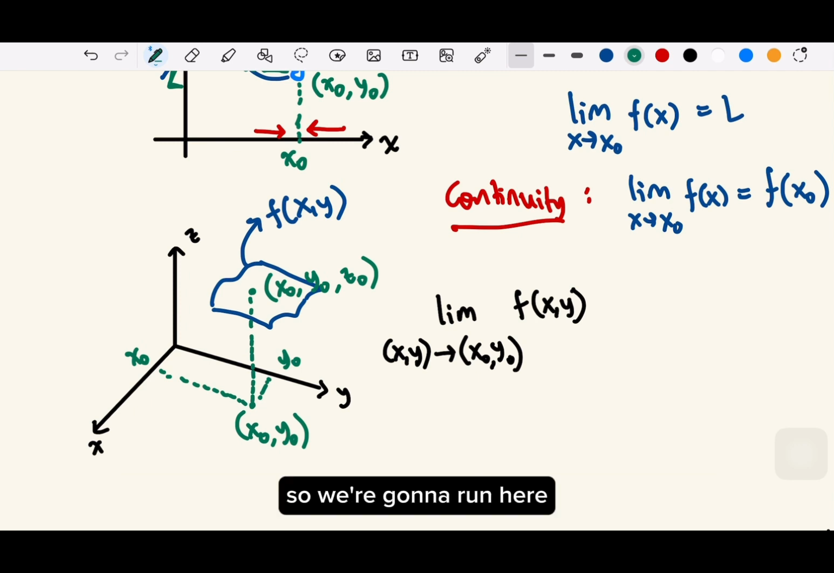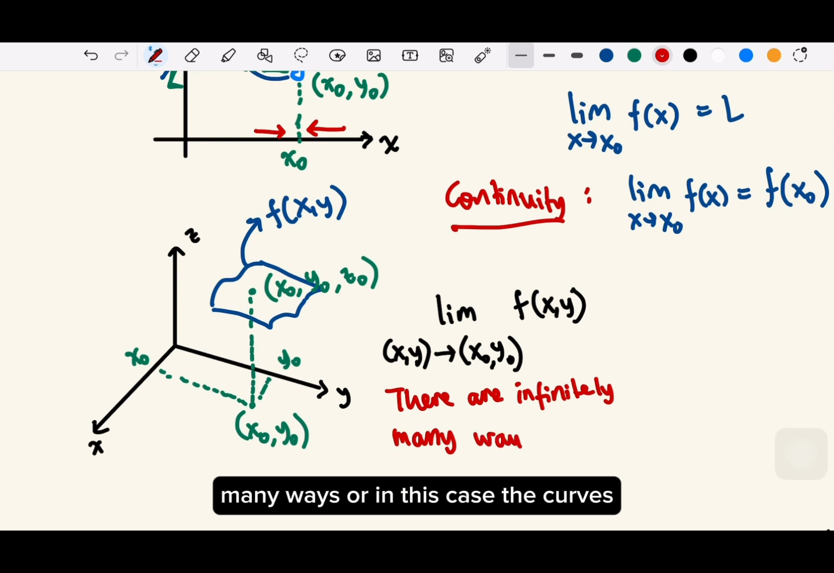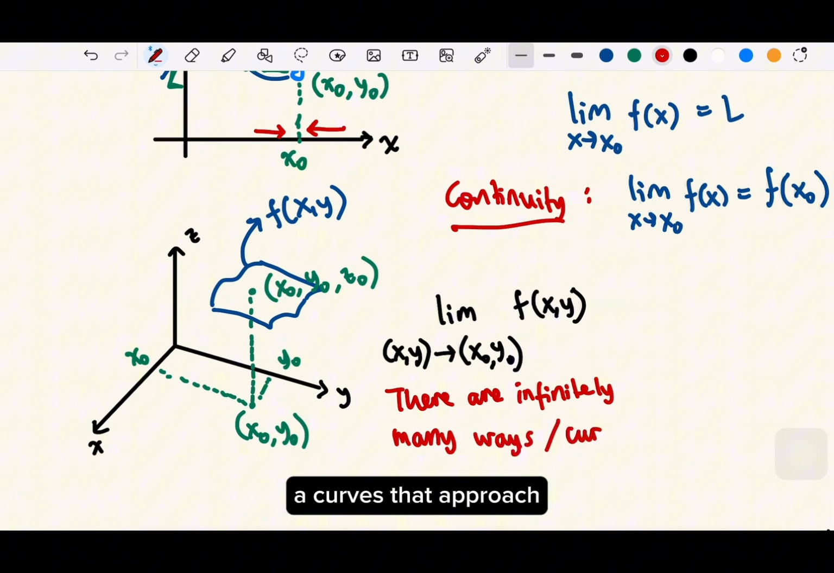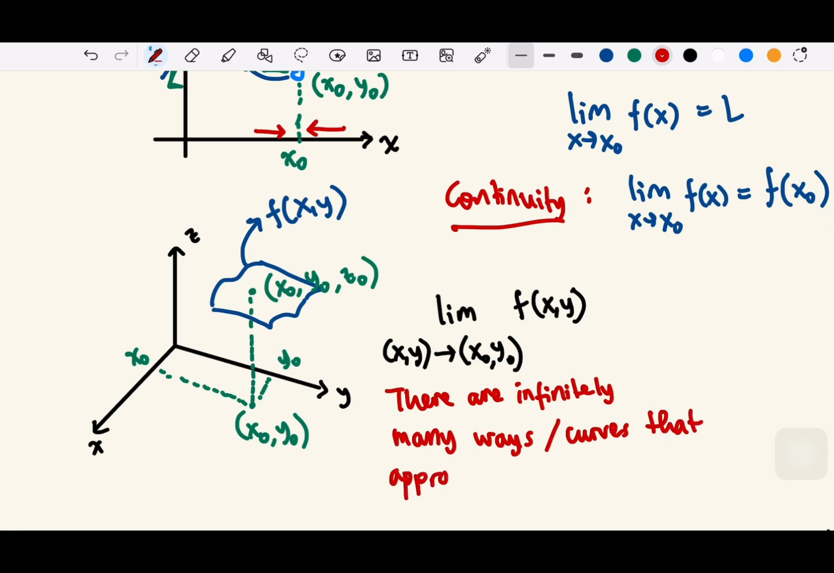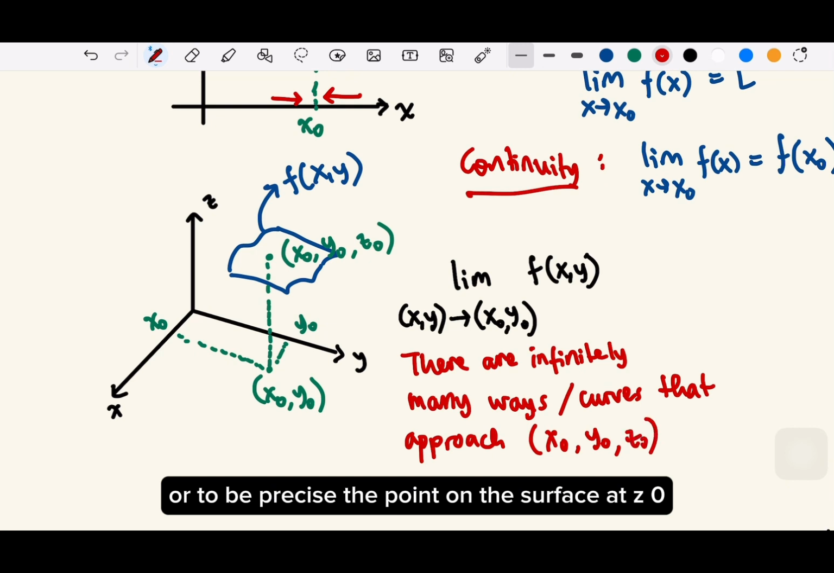Got it? So we're going to write here: there are infinitely many ways, or in this case, the curves, that approach the point x0, y0. Or to be precise, the point on the surface at z0.